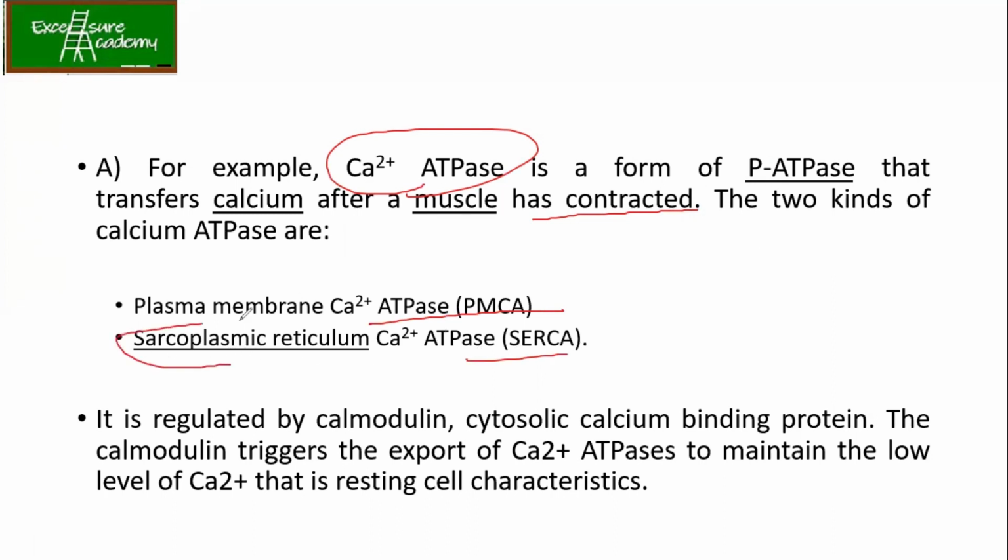ATPase. क्या ये सुना हुआ लग रहा है? कहाँ पे होता है sarcoplasmic reticulum? Have you heard about this type of endoplasmic reticulum? कुछ सुना हुआ लग रहा है? Yes, ma'am. कहाँ पे सुना है? Muscle. Yes, correct. Any other features you can tell about sarcoplasmic reticulum?